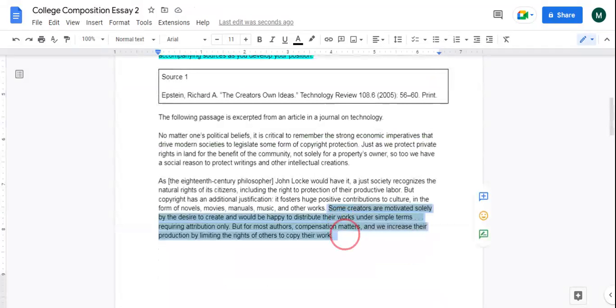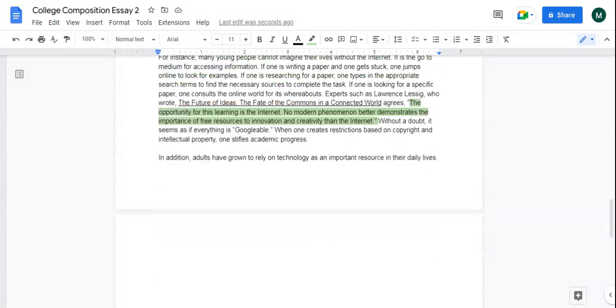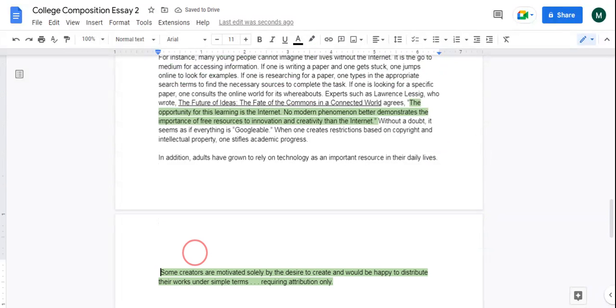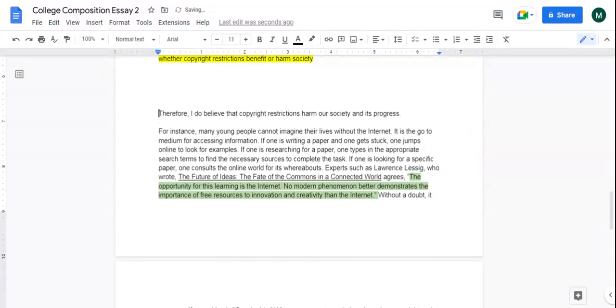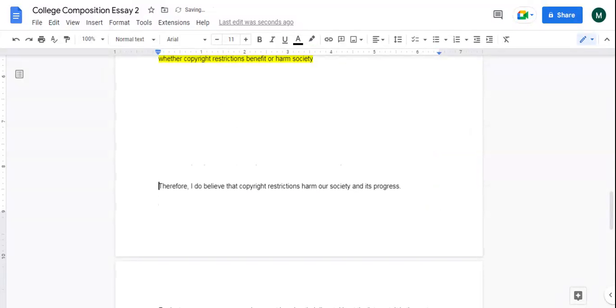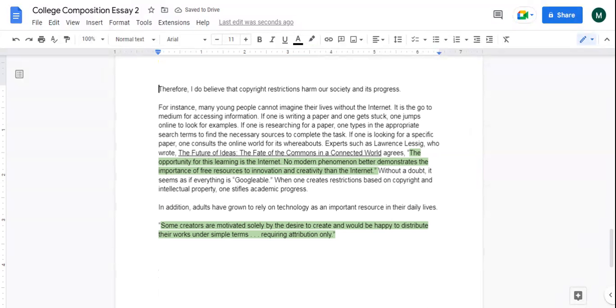So, okay, and I'm going to go ahead and borrow that. Some creators are motivated, so I know I'm going to incorporate this in the next paragraph. So I definitely want to incorporate that. Okay, adults have grown. I'm just moving everything down, writers, to the one page. 14 minutes remaining. And in addition, adults have grown to rely on technology as an important resource in their daily lives.